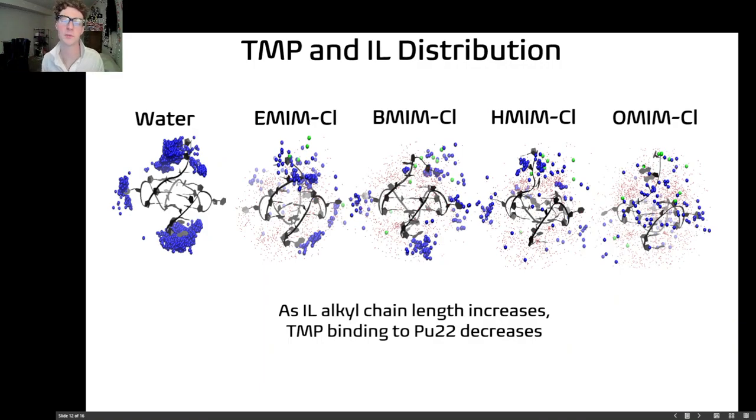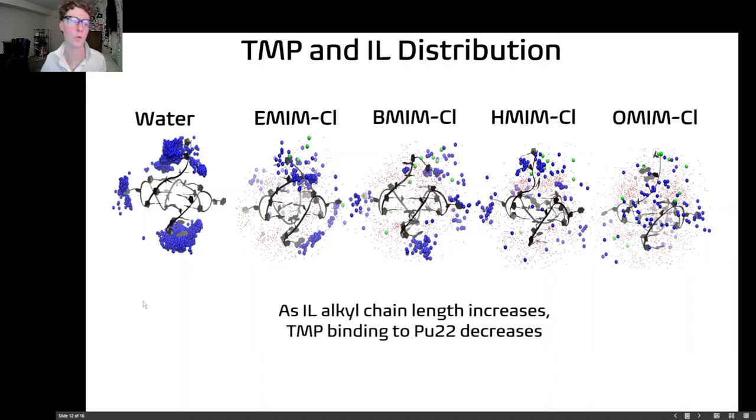Now I mapped out the distribution to make it easier for everyone to see. The blue dots are basically the binding regions of TMP, that's our molecular probe, throughout the trajectories. And the red dots represent the cation for the ionic liquid, the EM-ion, BM-ion, HM-ion, and OM-ion. The green spheres are the chloride anion of these ionic liquids. The one for KCl and water is not shown.